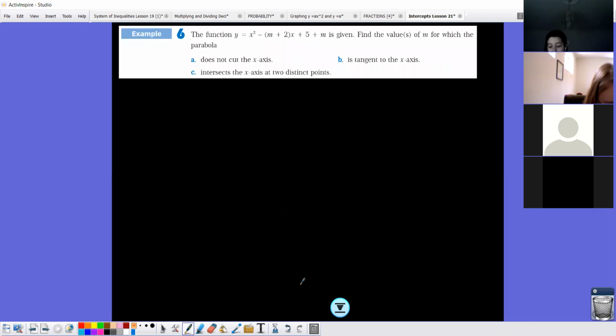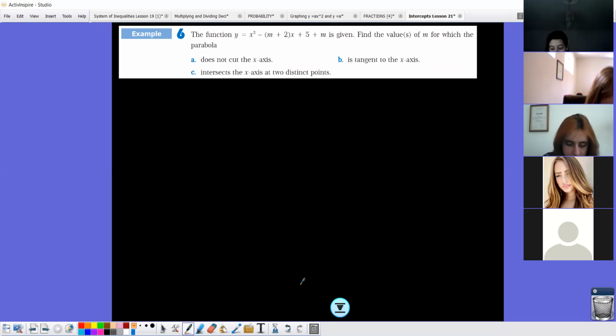Here we have another question. It says the function y is equal to x squared minus (m plus 2)x plus 5 plus m is given. Find the values of m for which A, the parabola does not cut the x-axis, B, is tangent to the x-axis, and C, intercepts the x-axis at 2 distinct points. So what we'll check here? The discriminant.